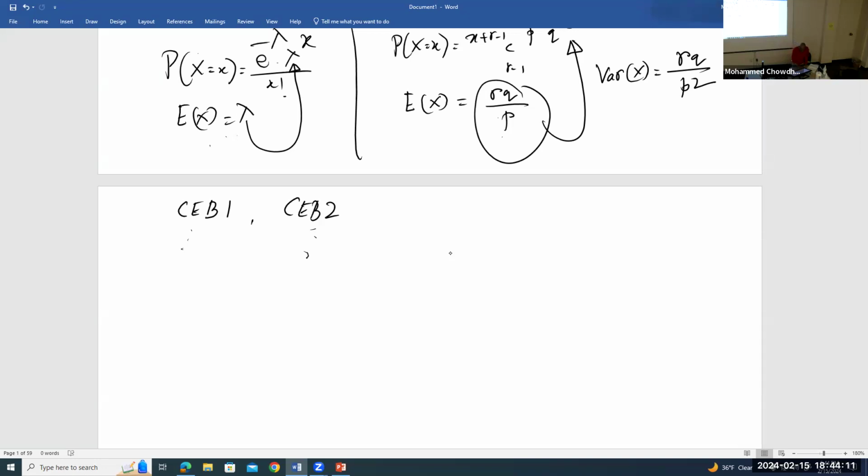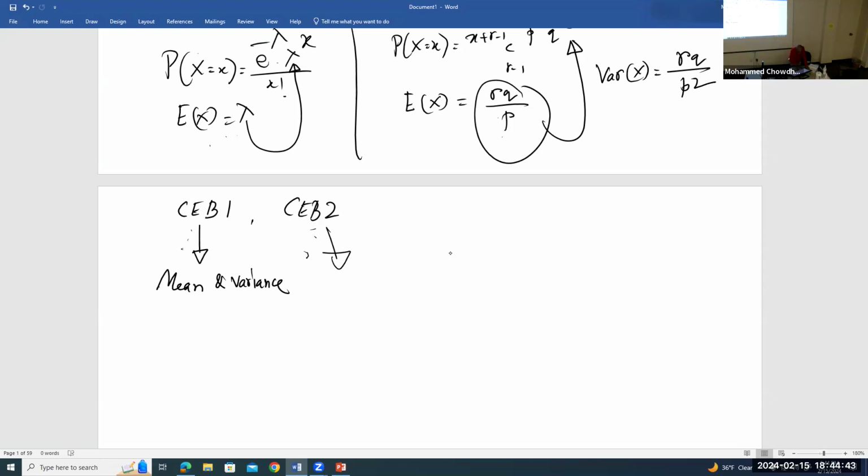Okay, so what you will do, you will find the mean and variance of this. If they are equal, then what regression model are you going to use? Poisson. And you will find the mean and variance of this one. If their mean and variance are not equal, you are going to use this one.